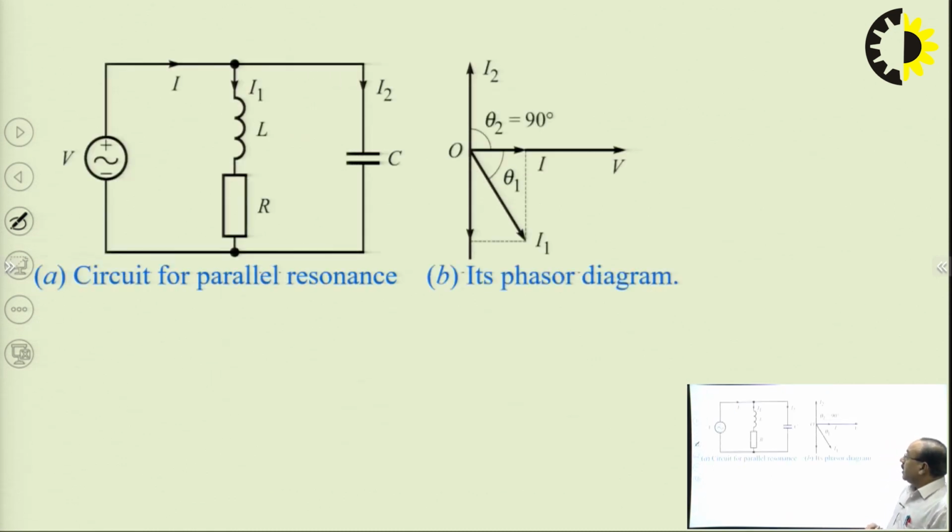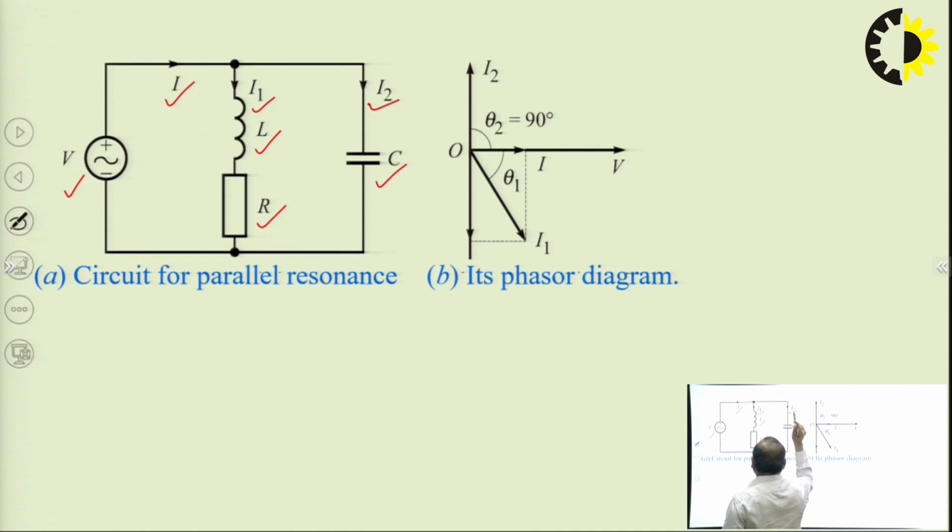If we see it for parallel resonance, normally we observe this circuit where R and L are connected in series in one of the branches, and in parallel to that branch a capacitor is connected. This circuit is connected with supply voltage V and supply current I, which is divided into I1 and I2 in the parallel branches. So, this is the circuit for parallel resonance.